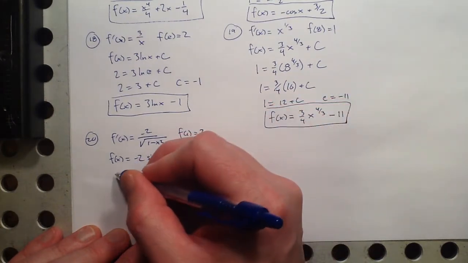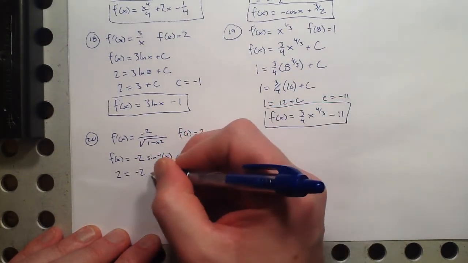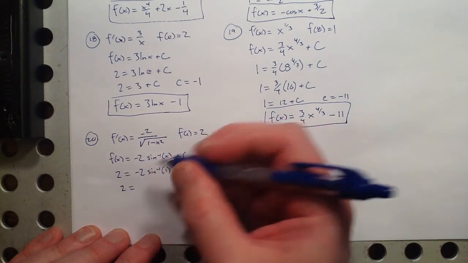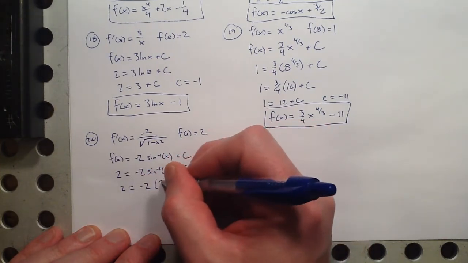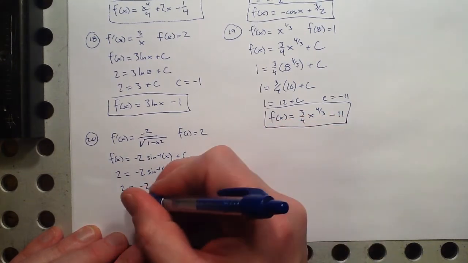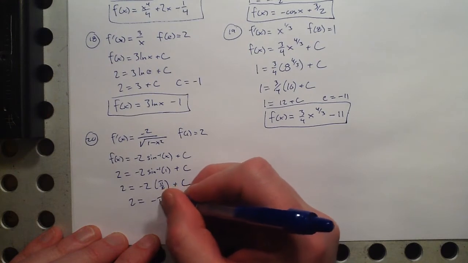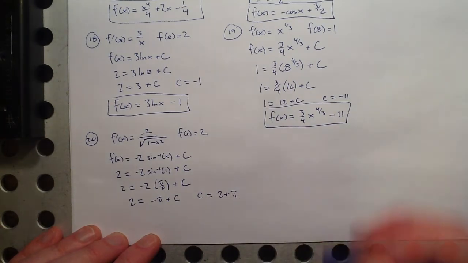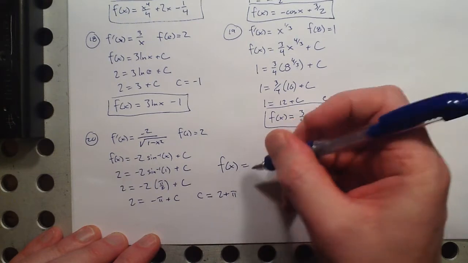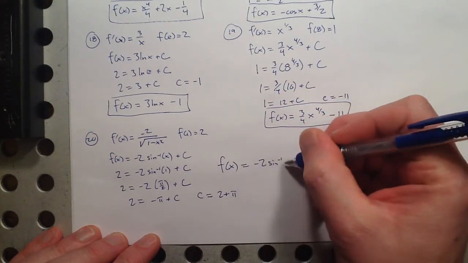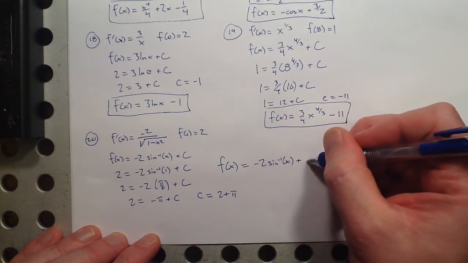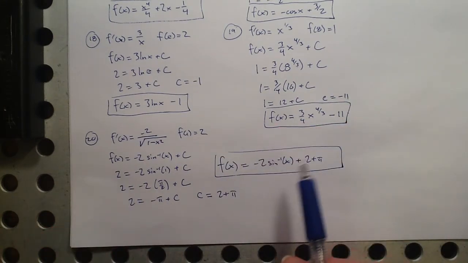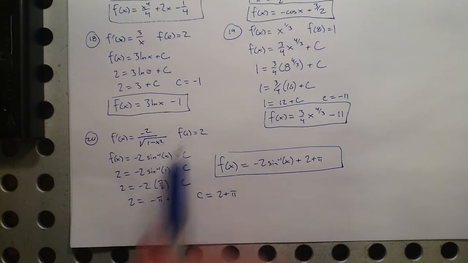And then plugging in the point here, we got 2 is equal to negative 2 times the sine inverse of 1 plus c. That's 2 equals negative 2 times the sine inverse of 1 is pi over 2 plus c. So 2 is equal to negative pi plus c, or c is equal to 2 plus pi. So the original function that we're looking for is negative 2 times the sine inverse of x plus 2 plus pi. And again, that is the special function that has this derivative and goes through that point.